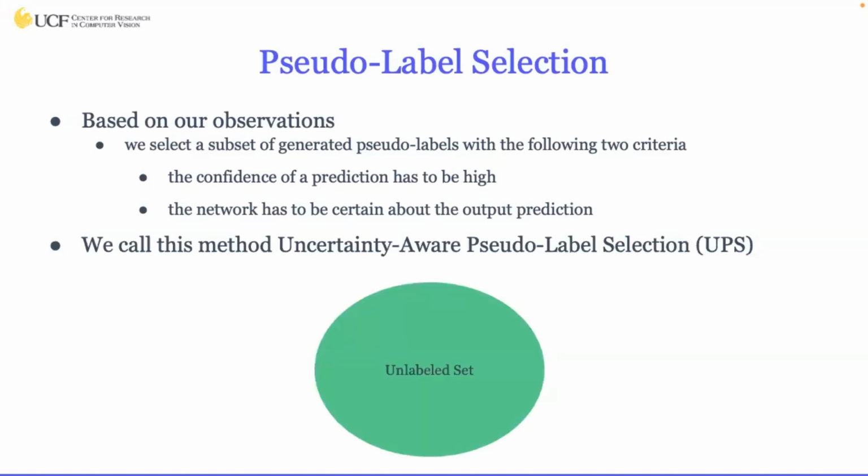So how this works is basically we generate pseudo-labels for all the unlabeled set. We select a subset from there based on the predictive confidence score. We select a more cleaner subset from there based on uncertainty. And these are our final set of selected pseudo-labels.